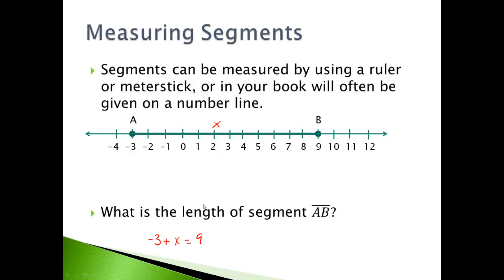So all we have to do to find out what that distance is, add 3 to both sides, and that's going to give us x equals 12. So in this case, the length of this segment is 12. Okay? Measuring segments really doesn't get that much harder than that.